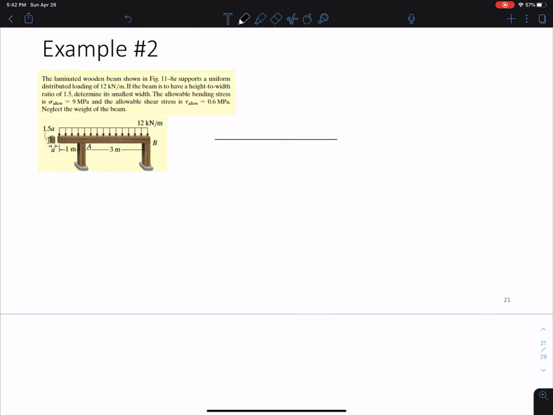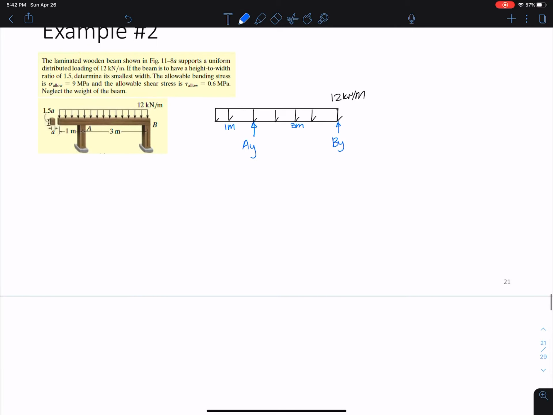with supports. This is the distributed load, okay, so that's the distributed load of 12 kilonewtons per meter. And then we have our two supports. One would be here, we'll call this AY, and one would be here, we'll call this BY, and this is 1 meter away, this is 3 meters away, and really that's all we have for our shear and moment.